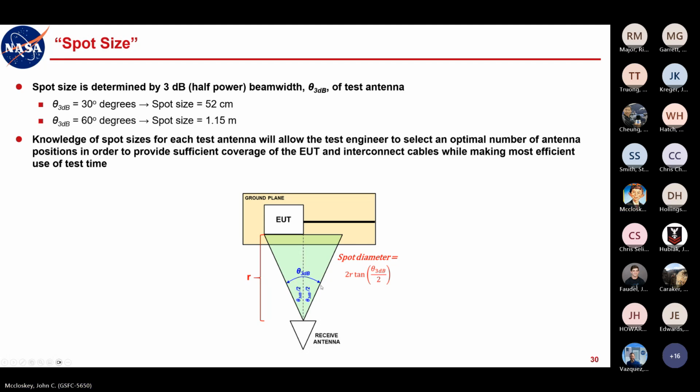So you would basically take half of that angle, so you're getting the angle on either side of the bore sight line, right? And then you take the tangent of that angle and multiply by your distance r, and then multiply by 2 to get the total spot diameter. Okay, it's just basic geometry, and that enables you to calculate the spot size for a given 3 dB beam width and a given distance of your measurement antenna from the EUT.